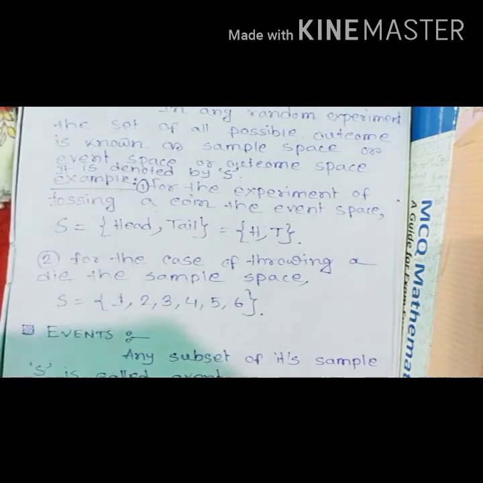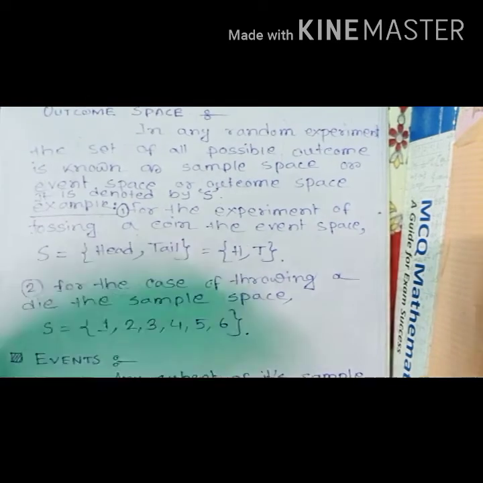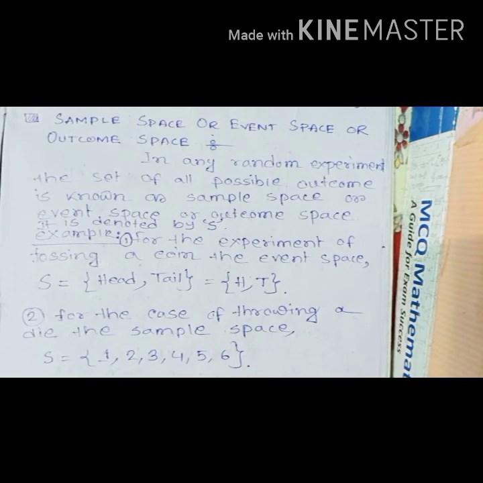For example, throwing a die: in case of throwing a die, you are to get 1 to 6, all these results, from put to chhakka, whatever can fall, meaning 1, 2, 3, 4, 5, 6. Any one of these results I can get. So the collection of all these results is our sample space or outcome space or event space.